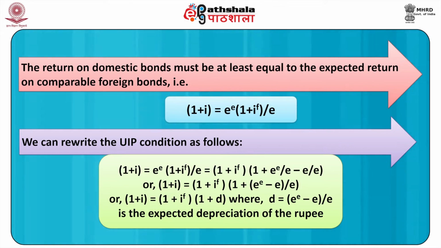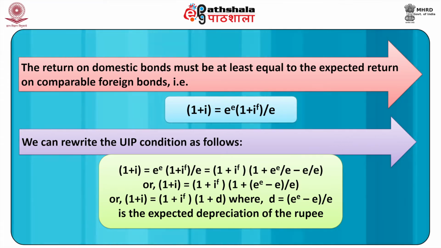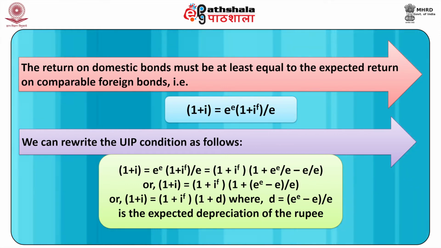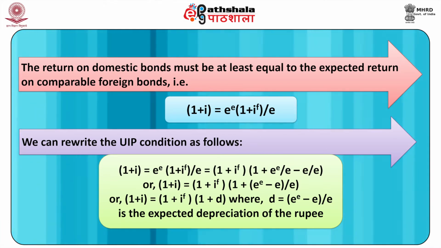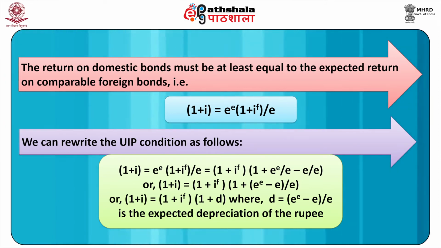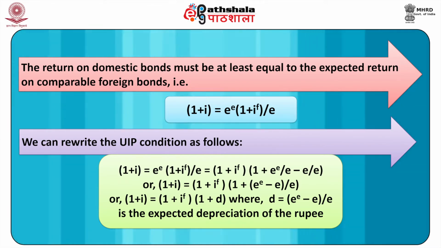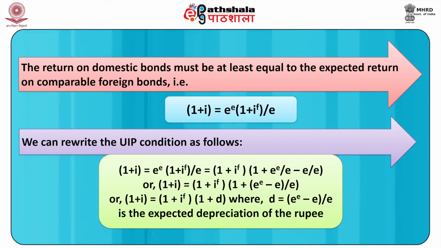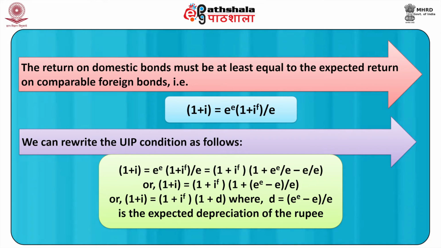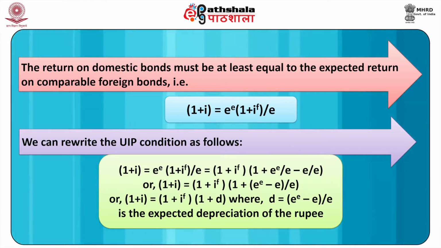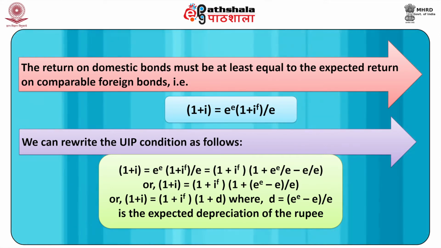Using algebraic manipulation similar to what we used above for the CIP condition, we can rewrite the UIP condition as follows. 1 plus i is equal to e raised to power e within bracket 1 plus i raised to power f, divided by e, is equal to 1 plus i raised to power f multiplied by 1 plus (e raised to power e divided by e minus e divided by e), or 1 plus i is equal to 1 plus i raised to power f multiplied by 1 plus (e raised to power e minus e) divided by e, or 1 plus i is equal to 1 plus i raised to power f multiplied by 1 plus d, where d is equal to (e raised to power e minus e) divided by e, the expected depreciation of the rupee.